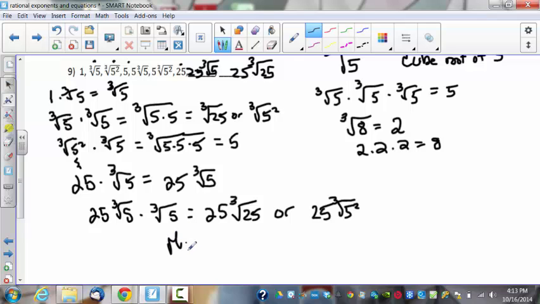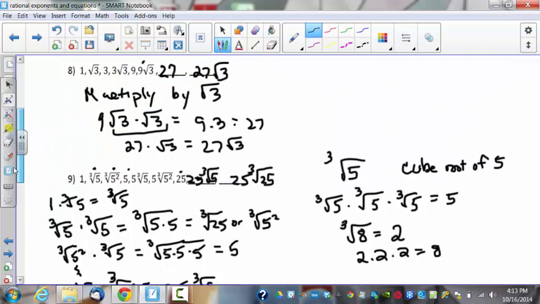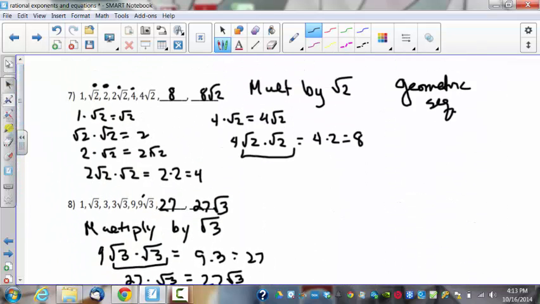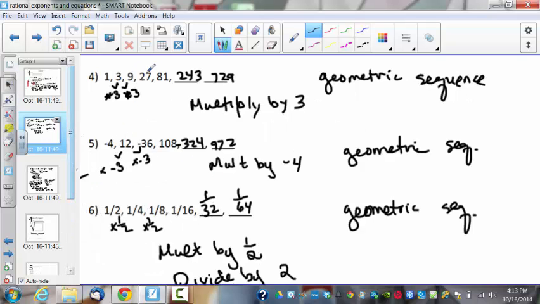What's the pattern? We're multiplying by the cube root of 5. And therefore, since we're multiplying by the same number each time, this is a geometric sequence. Okay, so the last 6 were all geometric sequences because for each of them, each sequence, they had a common factor. You multiply by the same number each time.